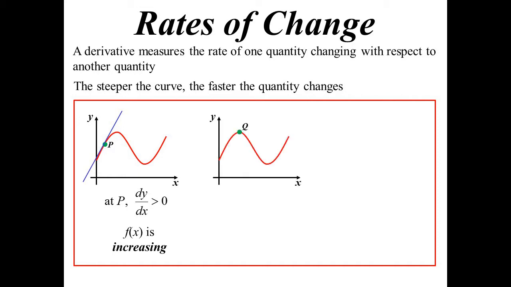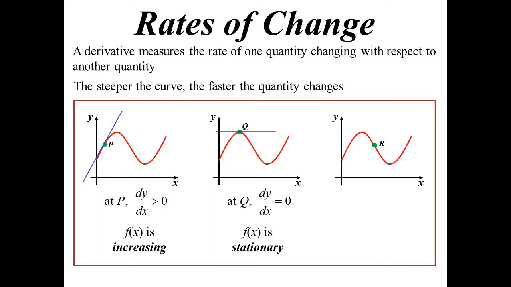If we're at Q, well, Q is a stationary point, derivative 0. So yeah, as I say, stationary. And then of course there's R. And at that point we know it's now decreasing. And so the derivative is negative. Okay, so there's the basic ideas of the derivative.